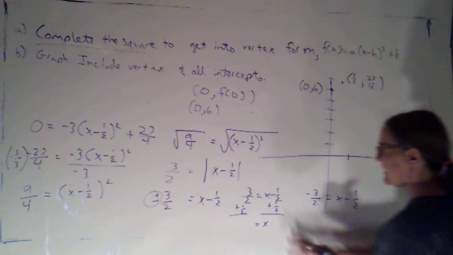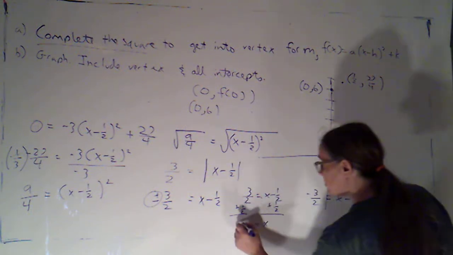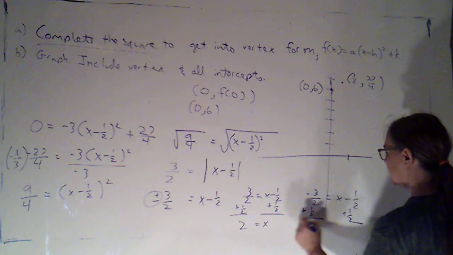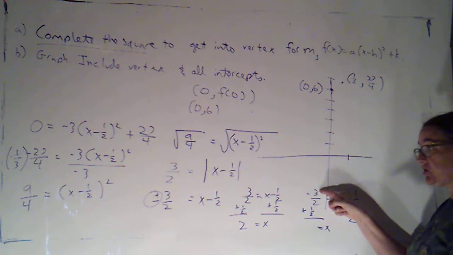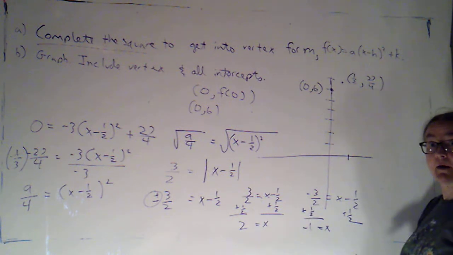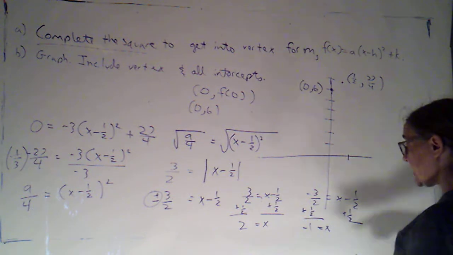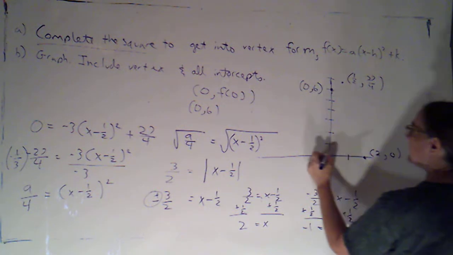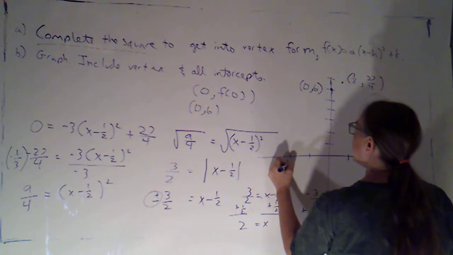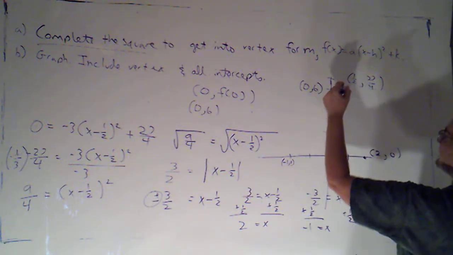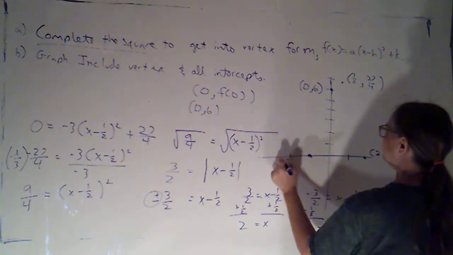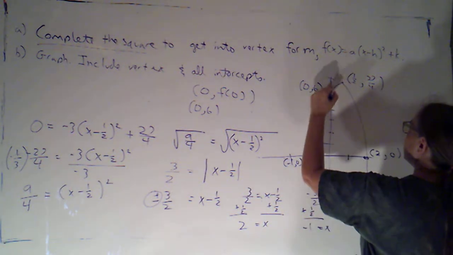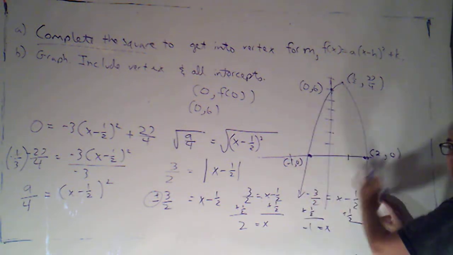That's going to give me x would equal 4/2, which is just 2. Here, when I add the 1/2, I'm going to get x equals negative 2/2, which is just negative 1. So my x-intercepts, I've got the x values of them now. They're going to be at (2, 0) and (negative 1, 0). Whoops. Sorry, (negative 1, 0). And so now I can connect the dots, and that's going to give me my parabola.